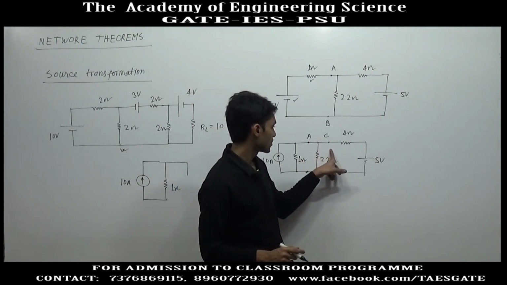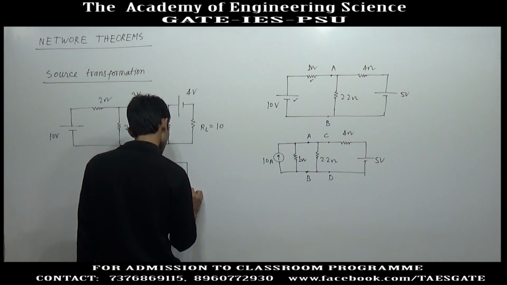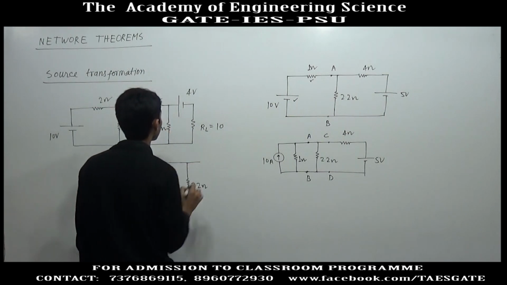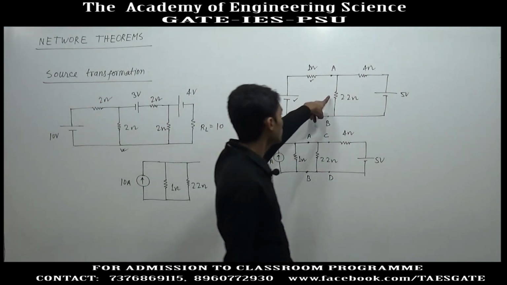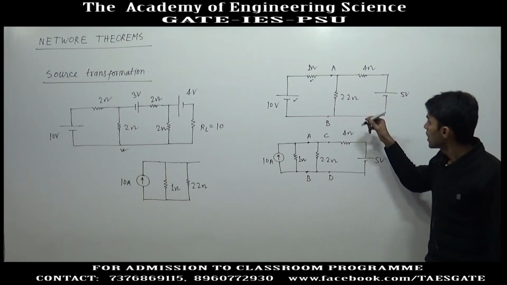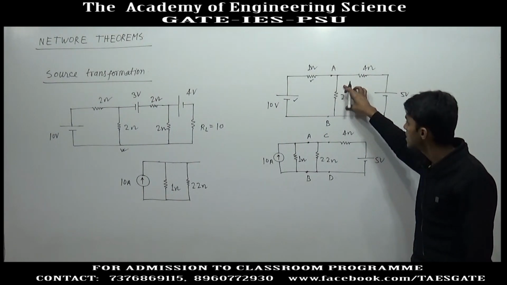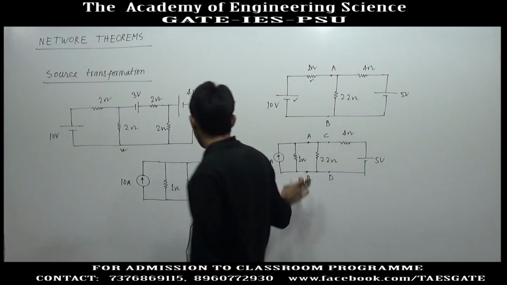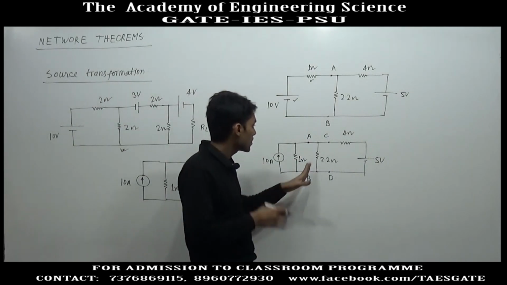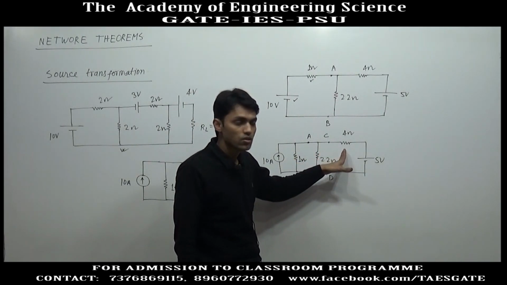We are applying transformation right to the terminal of C and D. Then 2.2 ohm resistance is same. Since I have to find out the current in the 2.2 ohm resistance, I have not involved this 2.2 ohm resistance in the transformation, because I have to keep it safe, because in the transformed circuit we have to find out the current in 2.2 ohm resistance. So we have applied source transformation left to 2.2 ohm resistance, right to 2.2 ohm resistance.